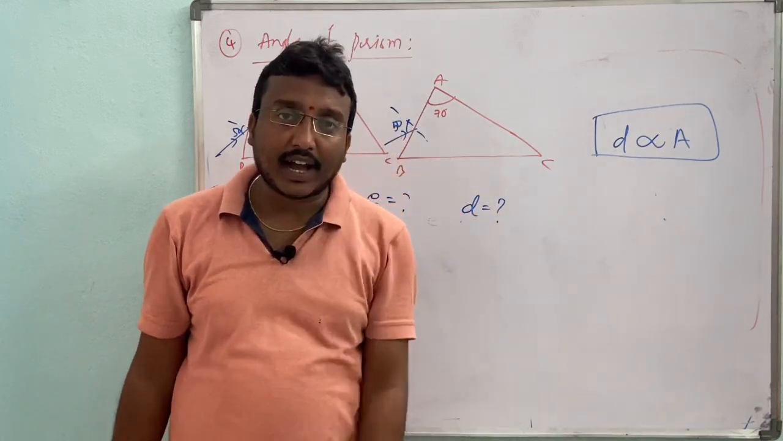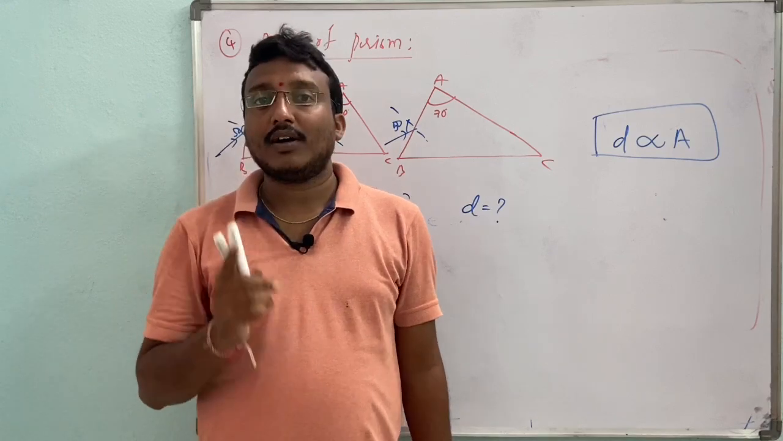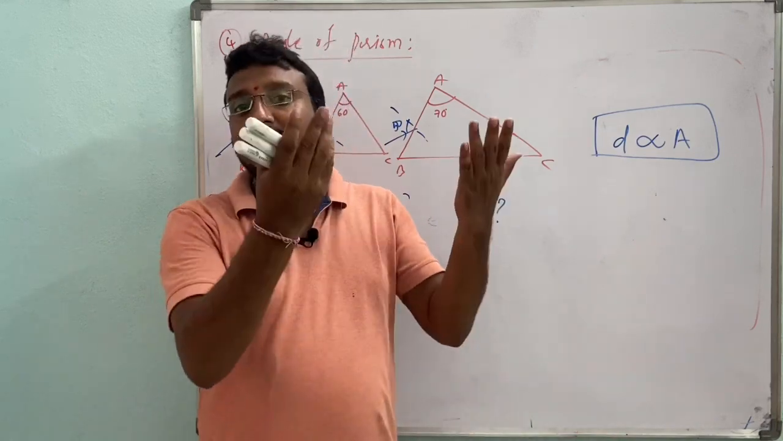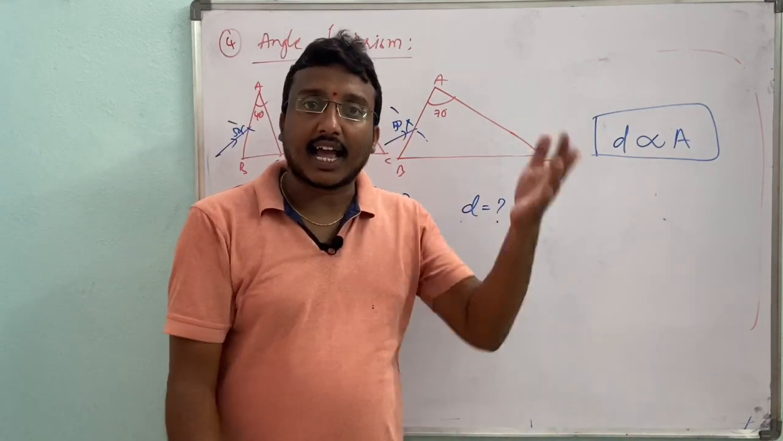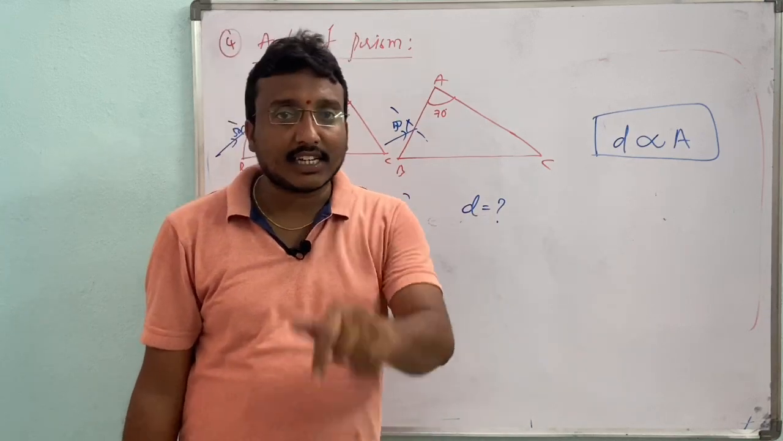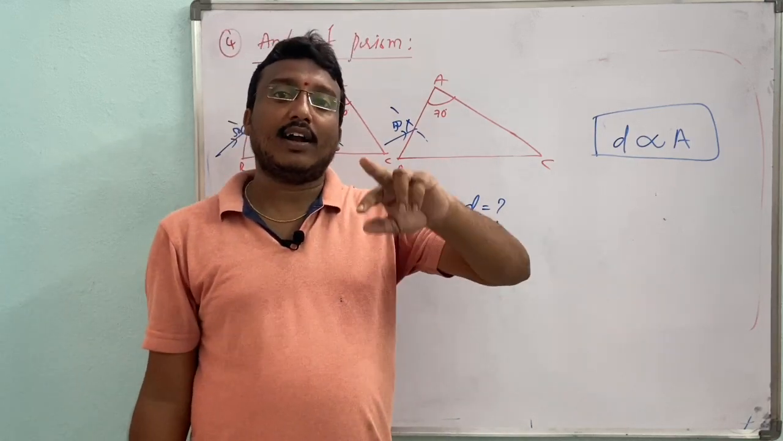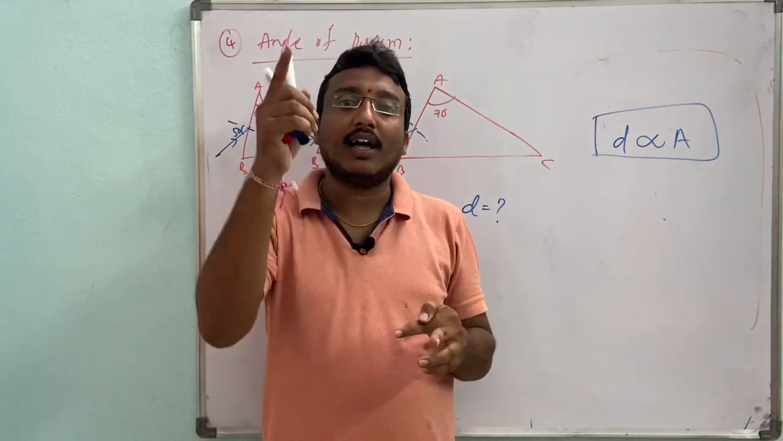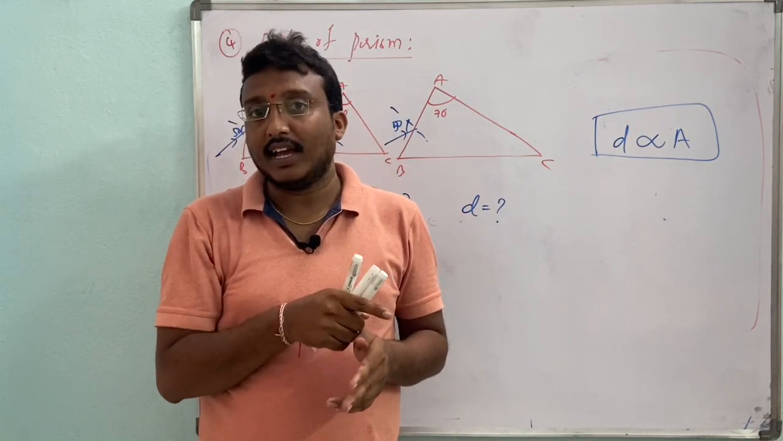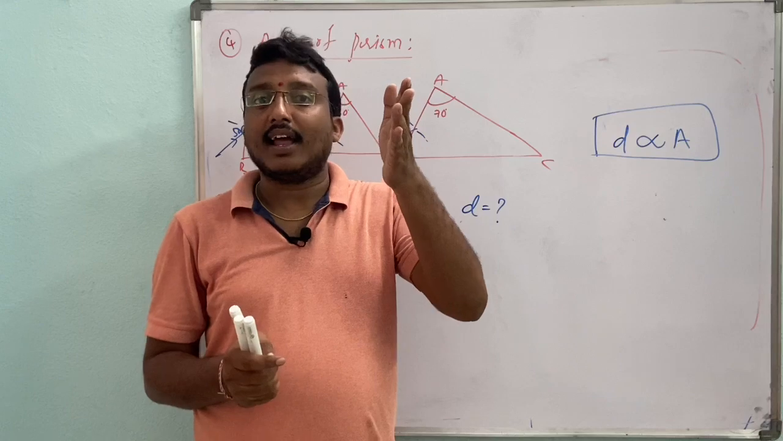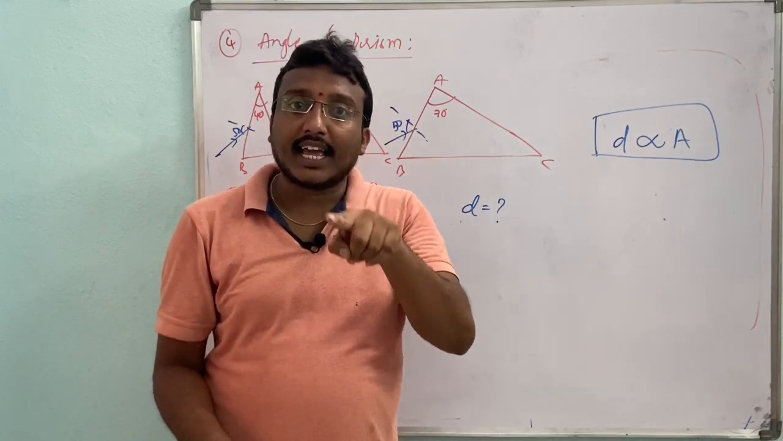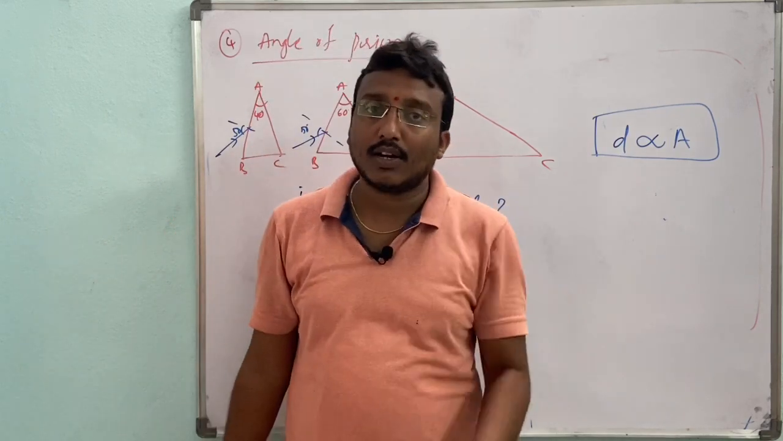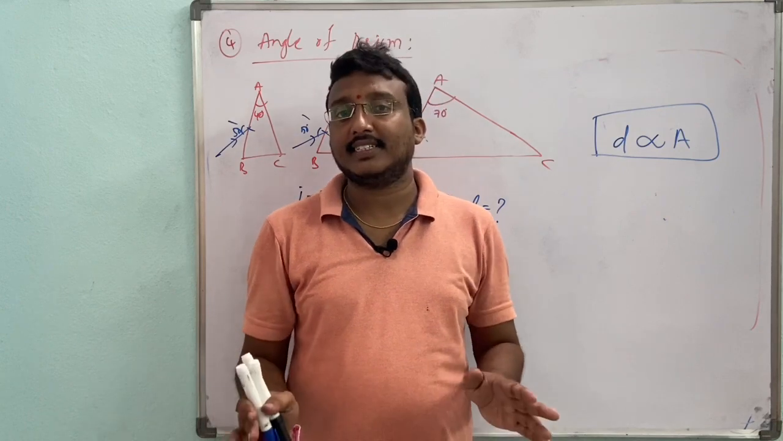The third factor is the angle of prism. If the angle of prism increases, the angle of deviation increases. If the angle of prism decreases, the angle of deviation decreases. And the last factor is the wavelength of light. The angle of deviation is inversely proportional to the wavelength of light. If the wavelength of light is more, the angle of deviation is less. So in the case of red color, the angle of deviation is less. In the case of violet color, the angle of deviation is more. Okay, this is today's class.